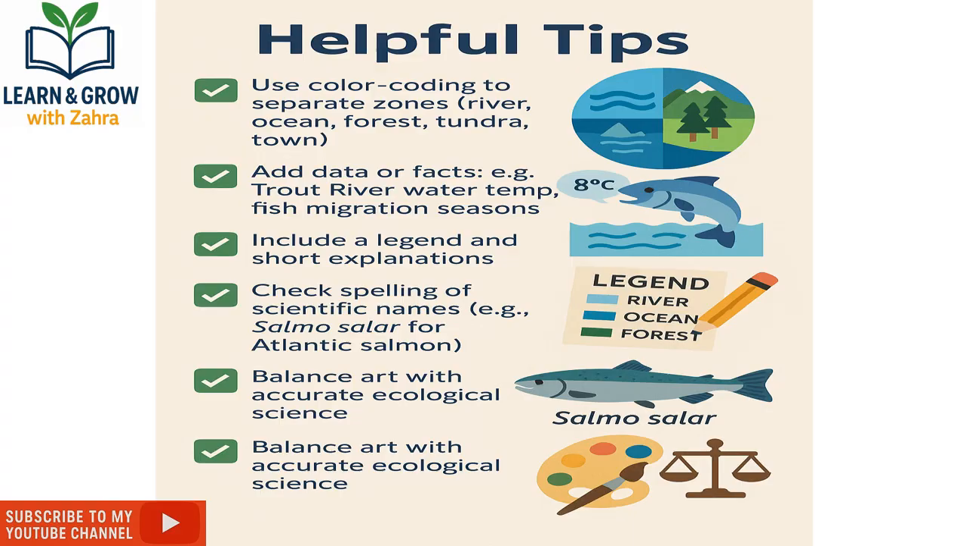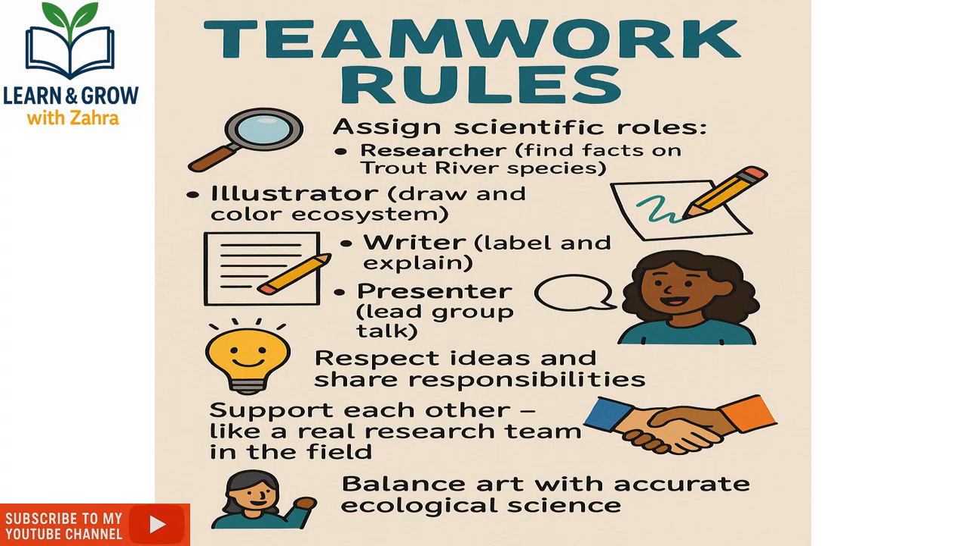Now, science, it's not usually done alone in a lab, right? It's often teamwork. So you've built this amazing detailed model. What's the final step to make it really count, to share it? Collaboration. You're absolutely right. The sources actually suggest setting up team roles for a project like this. Like having a researcher, an illustrator, a writer, a presenter. Clear jobs. Like a real research team? Exactly. And the rules are about respecting ideas, sharing the work fairly, supporting each other, just like scientists working together in the field. It makes you think, doesn't it? How does that teamwork make the final science better, more complete?